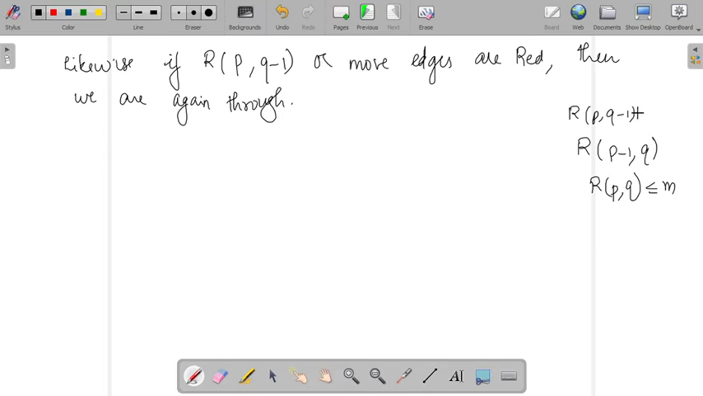Now let us look at the case where we have R of P Q minus 1 minus 1 edges, or R of P minus 1 Q minus 1. In the case where these edges come, let us check whether it is less than or equal to m. So we will show that this is not possible. So we need R of P Q minus 1 or more edges, or R of P minus 1 Q or more red edges. Then only R of PQ will be less than or equal to m. So that's what we are going to prove.